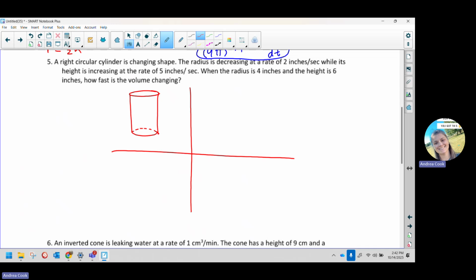All right, the radius is decreasing, which means the cylinder is getting skinnier. And the height is increasing, which means the cylinder is getting taller. So both of those dimensions are changing, so I need to label them both with variables. This I'm going to label with r, and then going straight down, I'm going to label with h. They are both changing.